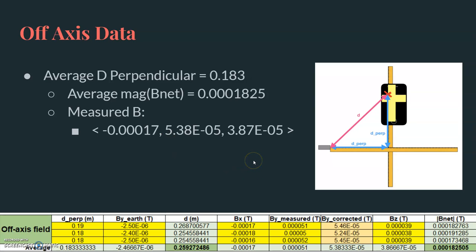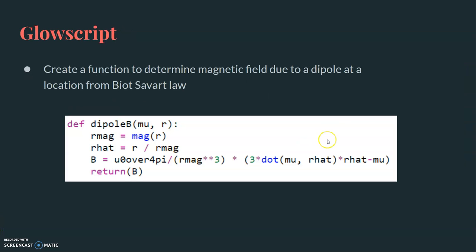But first, let me walk you through my code. So the purpose of my code was to calculate and visualize the magnetic field of the bar magnet computationally. To do this, I started by writing a function that would calculate a magnetic field due to a dipole at the location according to the Biot-Savart law. This can be seen here.